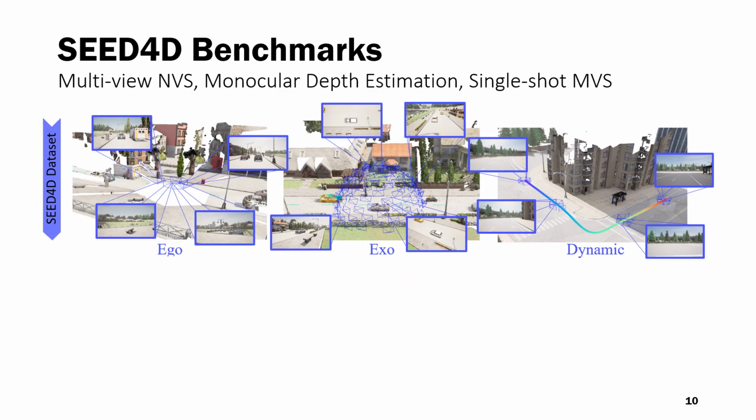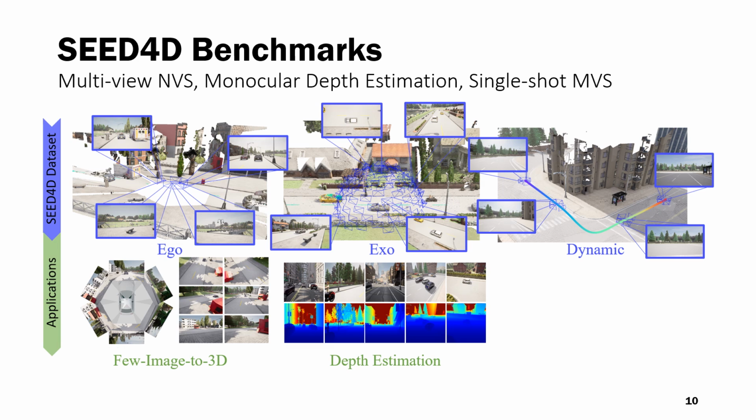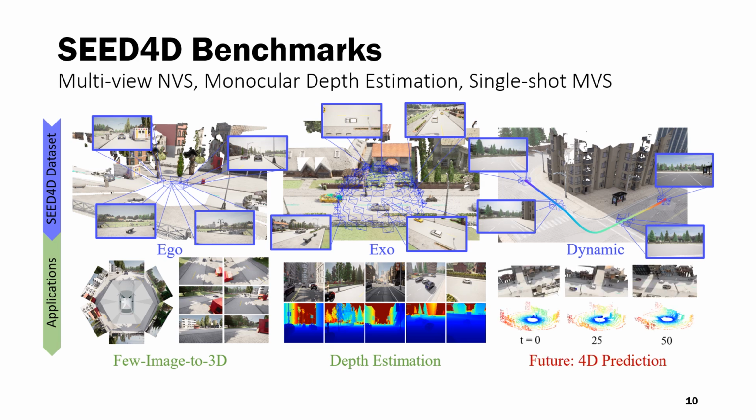The availability of well-annotated ego-exo data allows a number of diverse applications. One of them is view image to 3D generalization, whereby egocentric views are inputted into the model and the model is trained to reconstruct exocentric views. This task is a generalization of bird's-eye view prediction. The metric depth annotations can also be used for testing monocular depth estimation methods. The unique combination of dynamic ego-exo data also allows to evaluate 4D prediction methods. With our benchmarks, we tested multi-view novel view synthesis, monocular depth estimation, and single-shot multi-view synthesis.